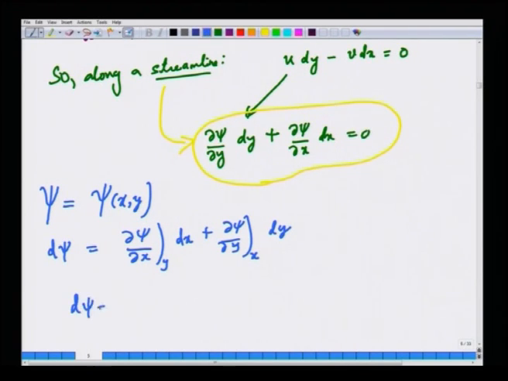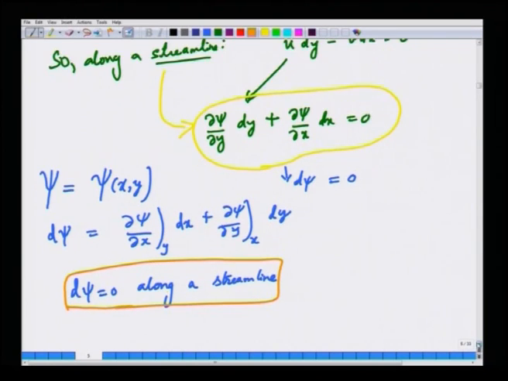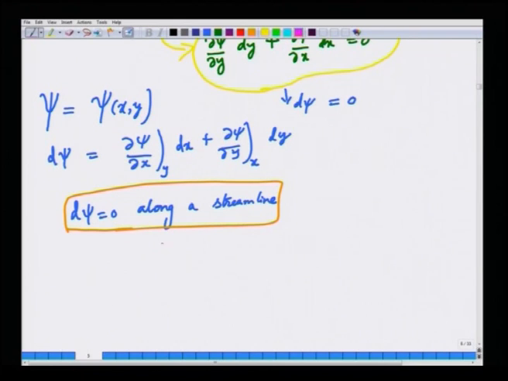So, d psi is 0 along a streamline. This is something that we just found because this is valid along the streamline, and this is nothing but d psi, the total change in psi that is incurred if you change x by a small value and y by a small value. So, if d psi is 0 along a streamline, what this means is that if you go along a streamline, psi has to be a constant, because along a streamline the variation in the stream function turns out to be 0 rigorously. So, psi is a constant along a streamline.